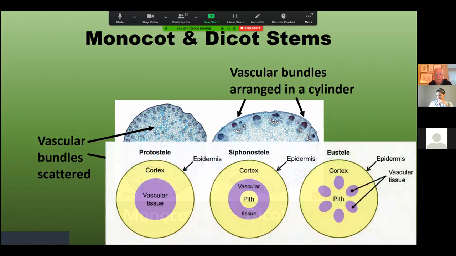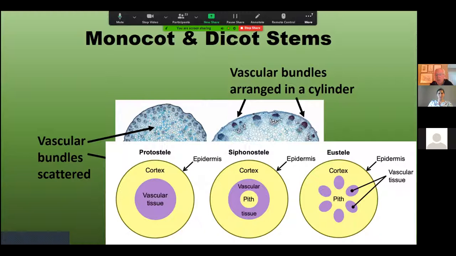Just a little bit of fancy. Fancy words are always useful when you can toss them out at mealtime, and you can talk about this being the primitive protostele arrangement of vascular plants. Originally, the first vascular plants had this protostelic arrangement with just a little bundle right in the center. And only later did they develop this siphon-like arrangement.